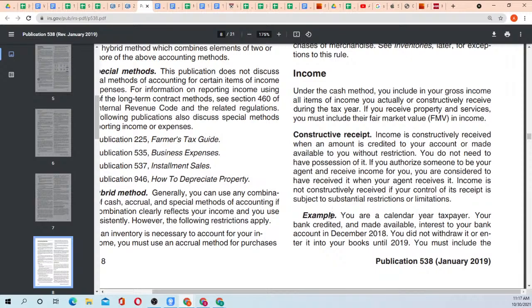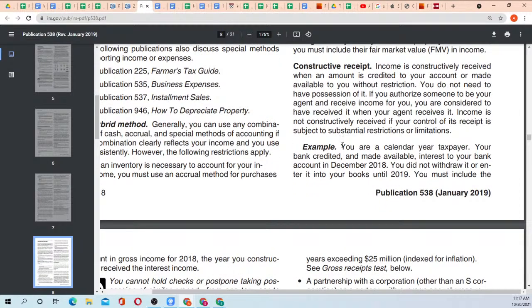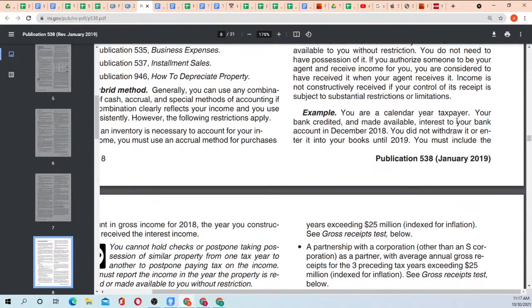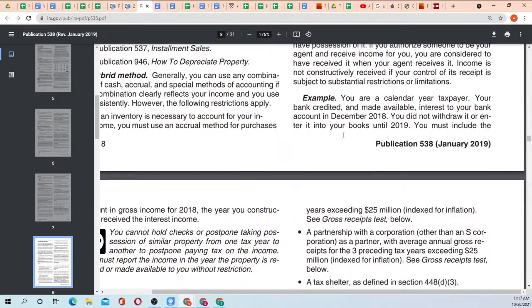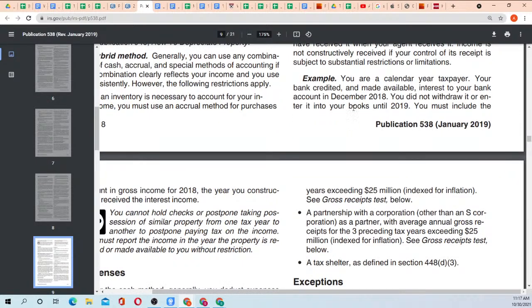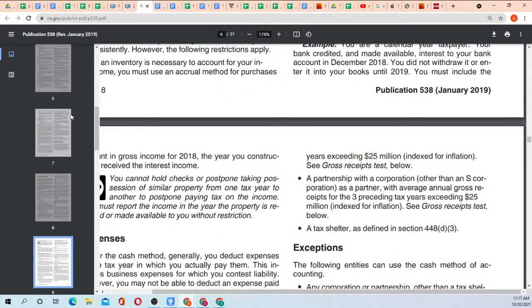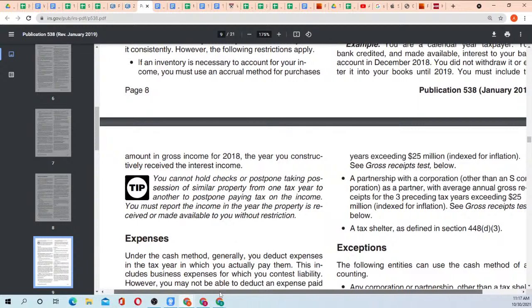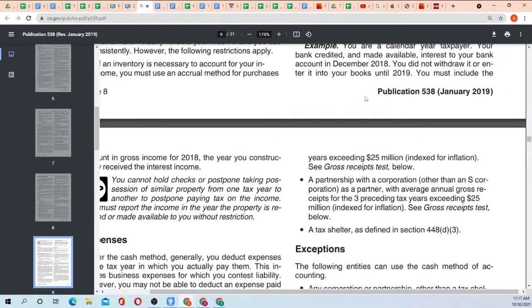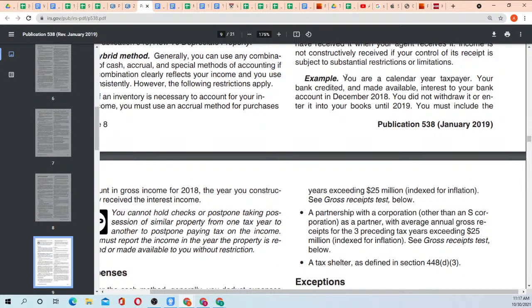So okay, we have an example here. You are a calendar year taxpayer. Your bank credited and made available interest to your bank account in December 2018. You didn't withdraw it or enter it into your books until 2019. You must include that income because constructively you have received it.